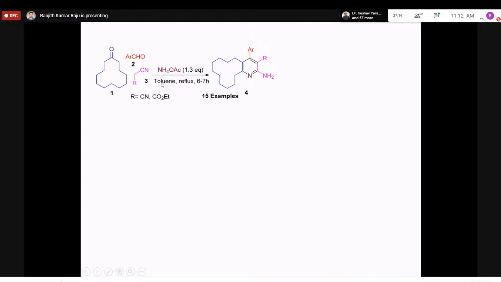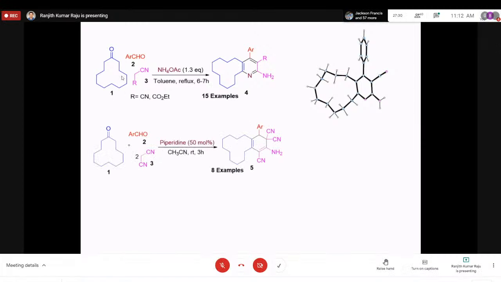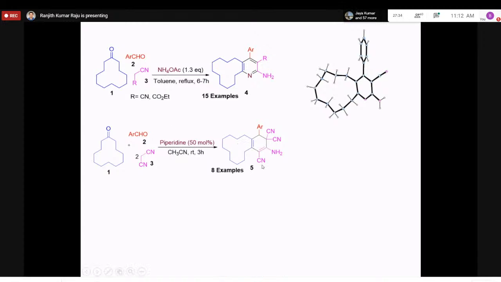So what we did is we explored the usual reaction, the cyclododecanone, aromatic aldehyde, and malononitrile in toluene, in the presence of ammonium acetate. We were successful in making the targeted compound exclusively, the cyclododecane fused pyridine systems, and the structure was illustrated by single crystal. And then by changing the base from ammonium acetate to piperidine, we were able to get the unaromatized tricyano systems exclusively. And this was done under room temperature.